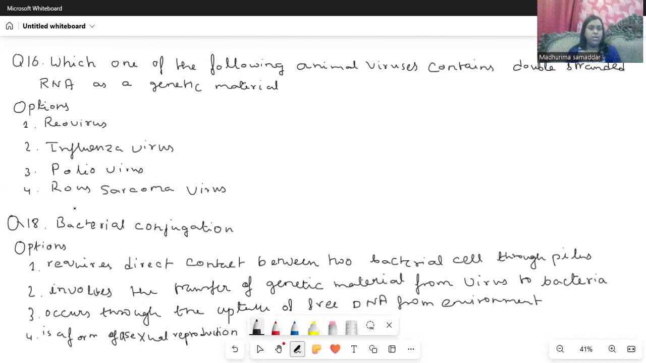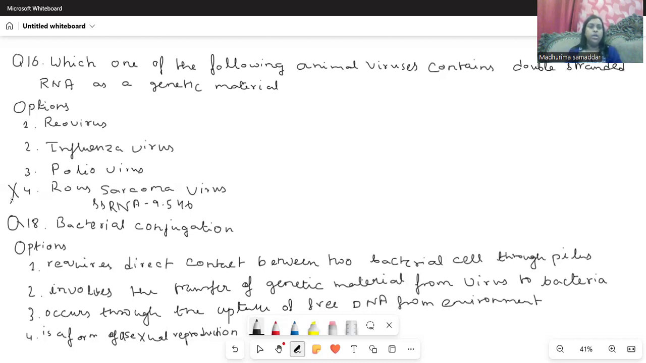Now, first of all, let us see option number 4, Rous sarcoma virus. This virus is basically having a single-stranded RNA. Okay. So the RNA is single-stranded. It is around 9.5 kilobase in length. So as it is a single-stranded RNA, option 4 is not our answer.